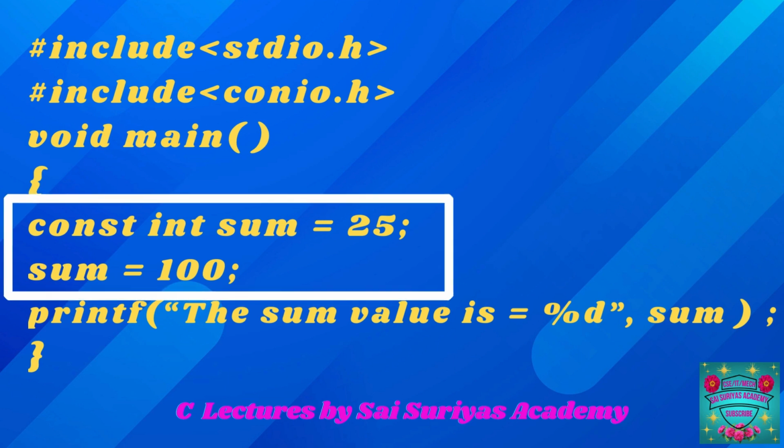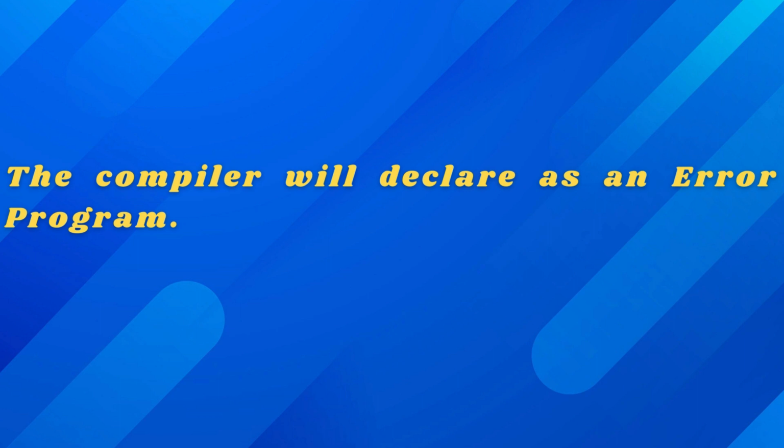The compiler will declare it as an error. That is, once it is initialized, it cannot be changed. So we cannot declare it again as sum equal to 100. Hope now you would be very clear.